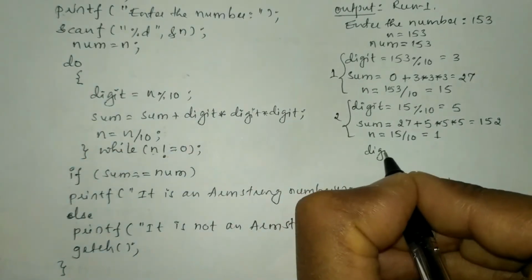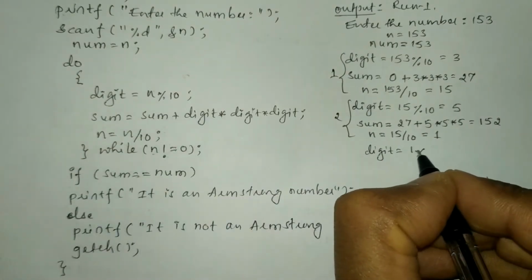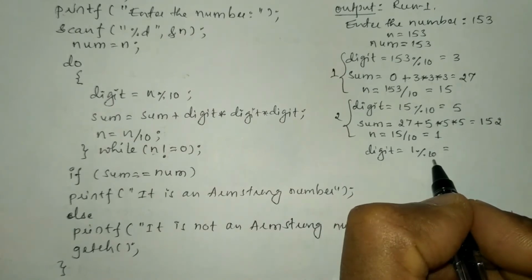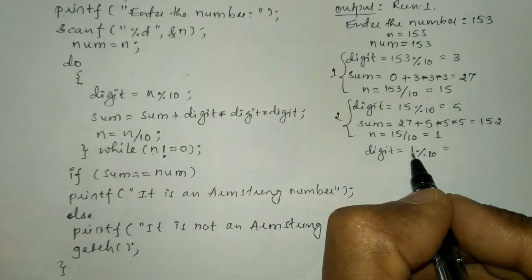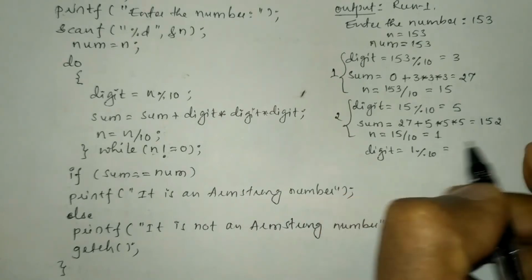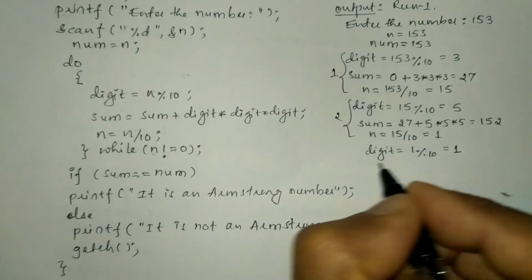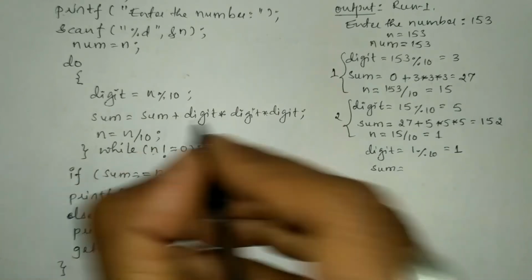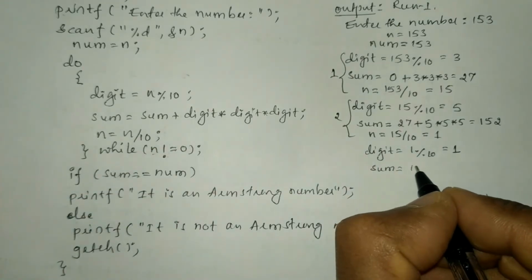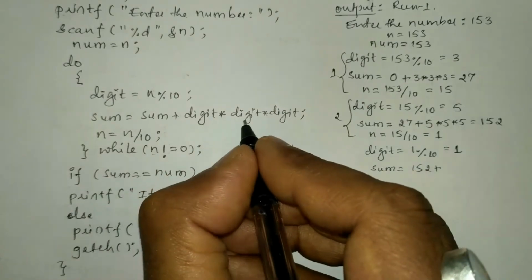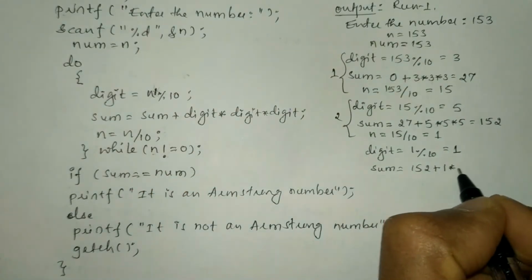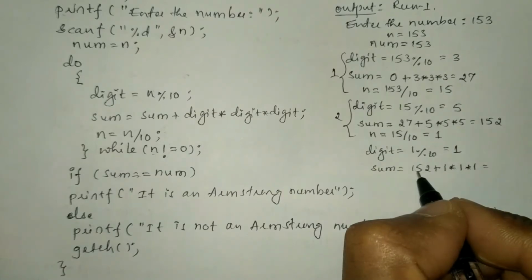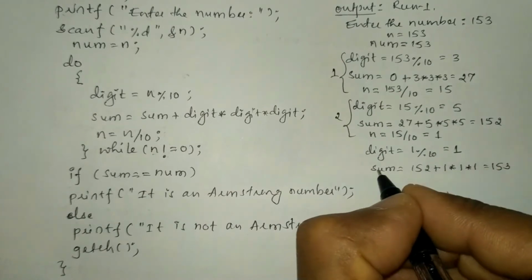Here I am going to write digit is equal to, now n value is 1, modular division by 10. So as per the basic mathematical rule, when the numerator is less than the denominator, then the numerator acts as a remainder and the quotient becomes 0. So here 1 is taken as the remainder. Next, we are going to write sum is equal to, sum is 152 now. So 152 plus digit into digit into digit. Digit is what? 1. 1 into 1 into 1 is 1. 1 plus 152 is 153, which will be stored in sum.